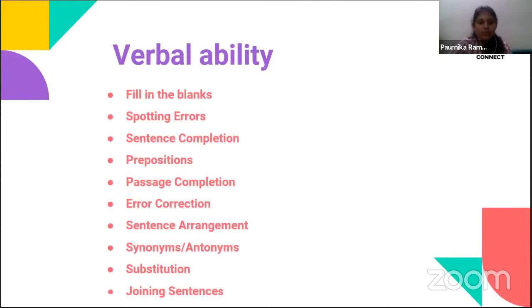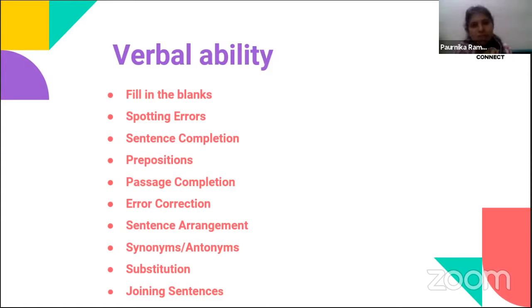When it comes to verbal ability, a lot of types of questions can be asked. Most of them will be from tenses, subject verb agreement, subject predicate, and all those topics. If you're very strong with your foundation, you can very easily solve the questions in verbal ability. The different types of questions that can be asked in verbal ability, this is not a syllabus. This is more of a blueprint of the type of questions that would be asked.